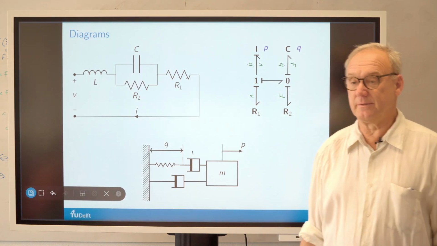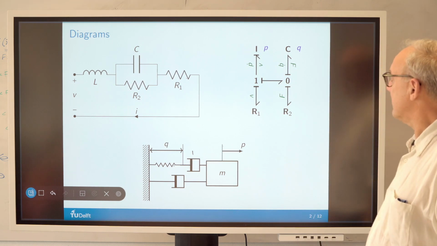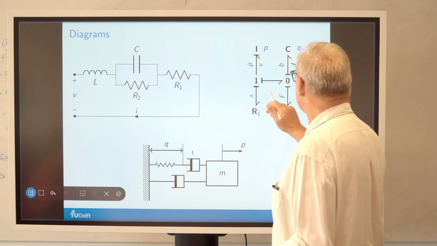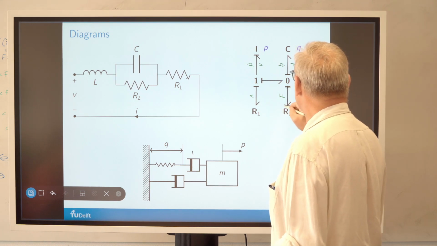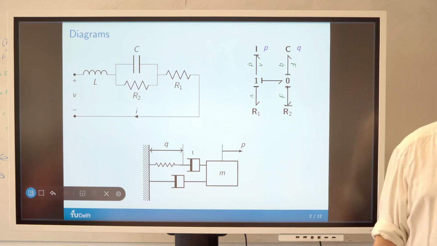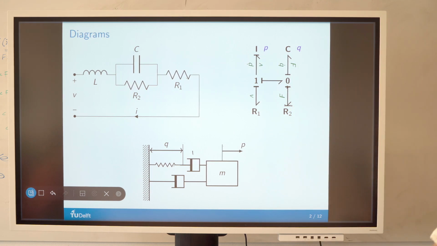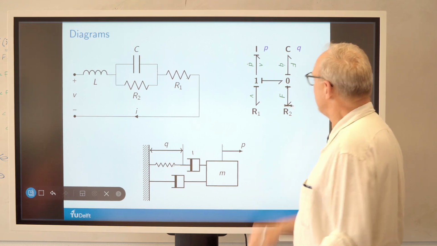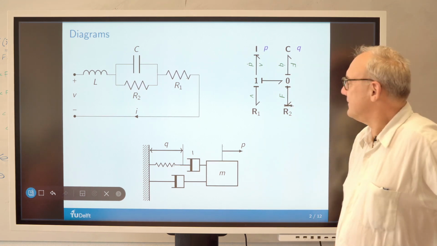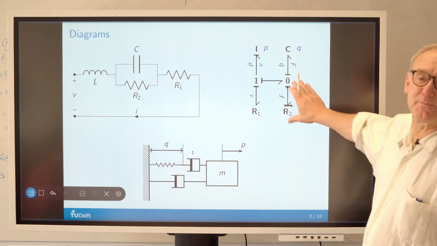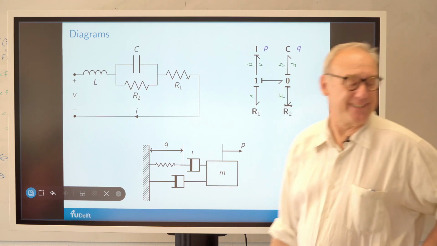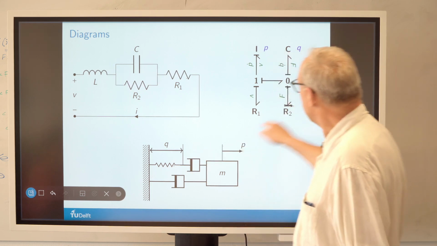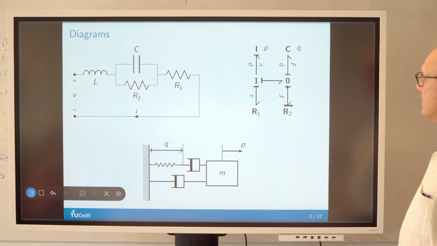Yes? The causality of R2 is wrong in the bond graph. R2, yes, that's right. I copied and pasted a little bit too quickly. Thank you. This one's wrong. So let's come to this point that this is wrong, all right? We aren't really there yet, but it's good to have it in the right way. So that's the first step.